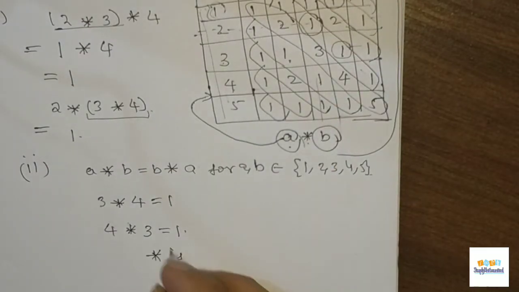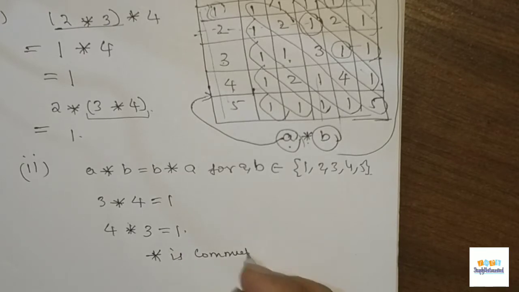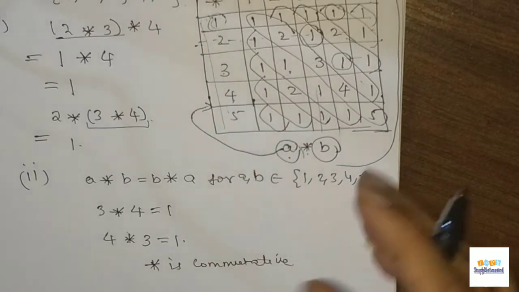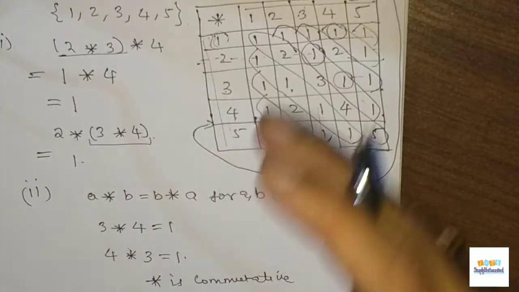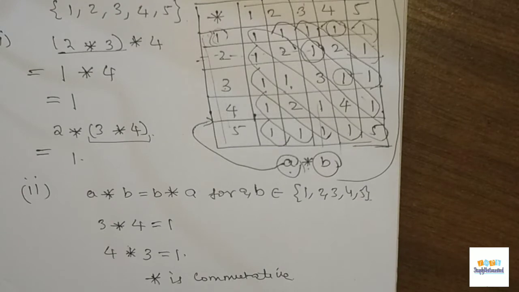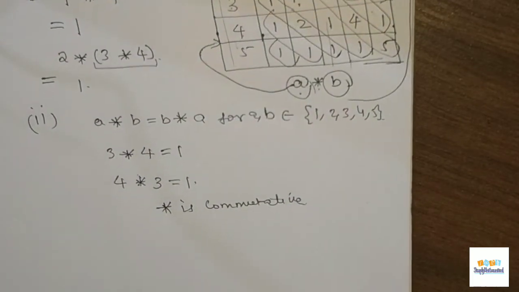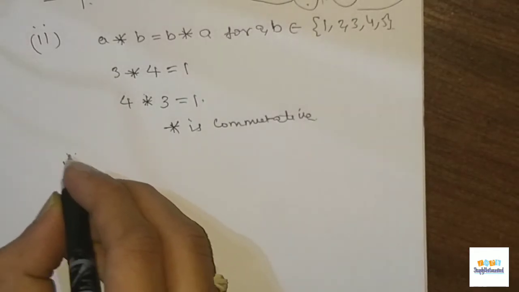So star is commutative. I have told you how to check the commutative property. Just check corresponding diagonal elements. If they are equal, then the operation star will be commutative. Now let us go to the third problem.